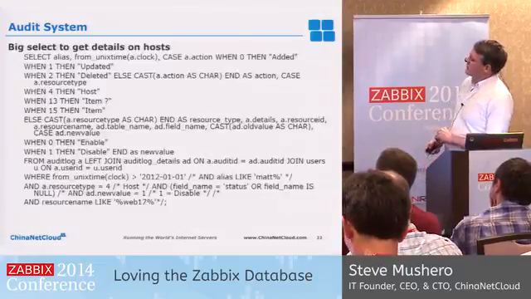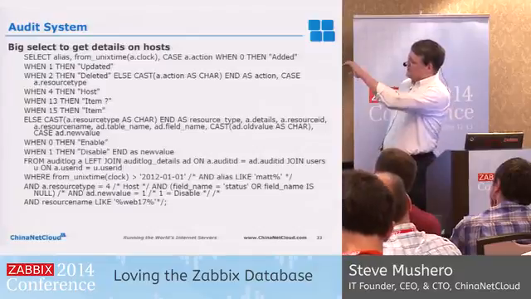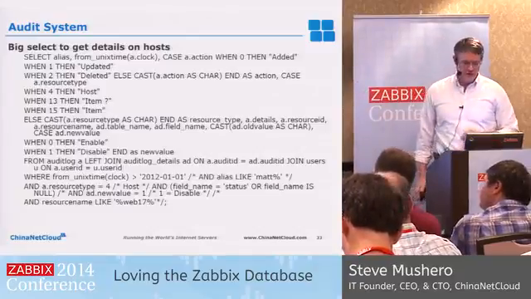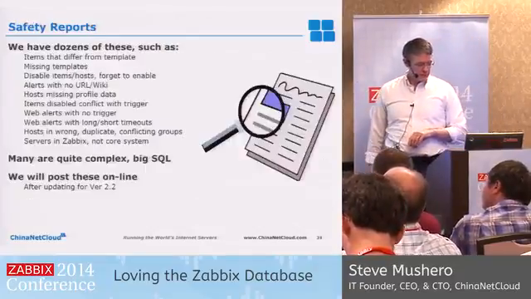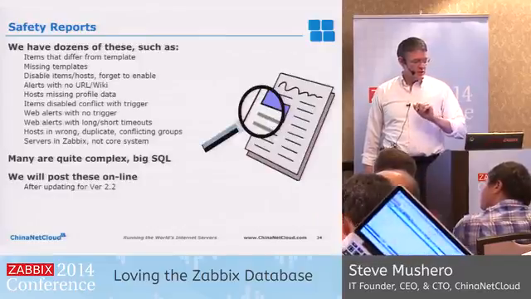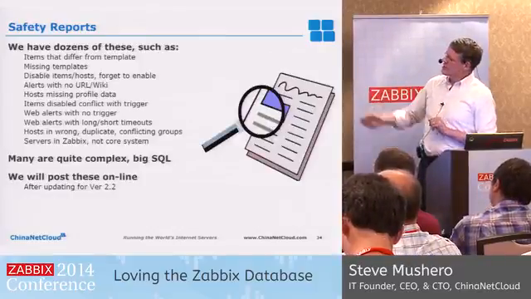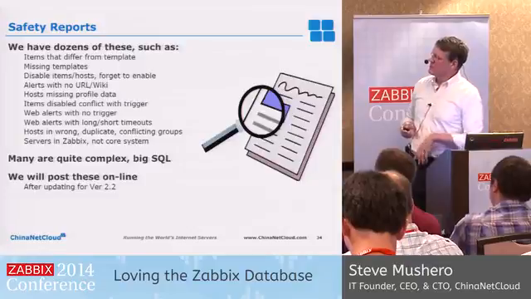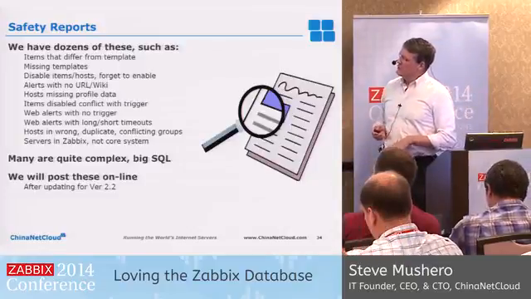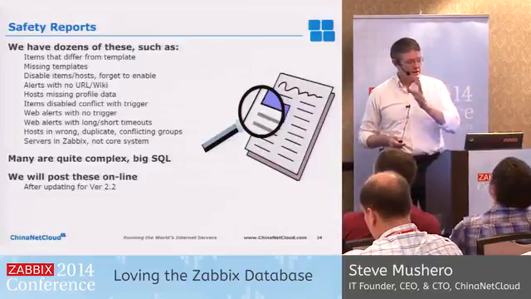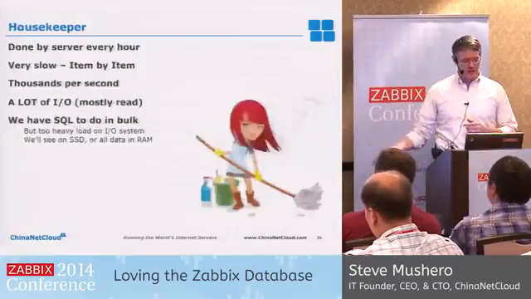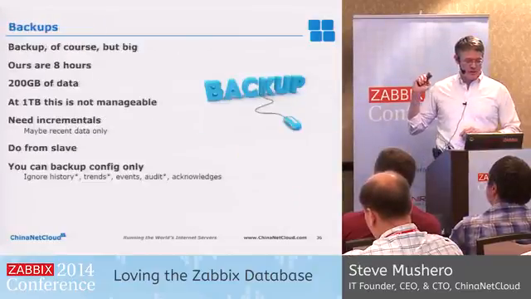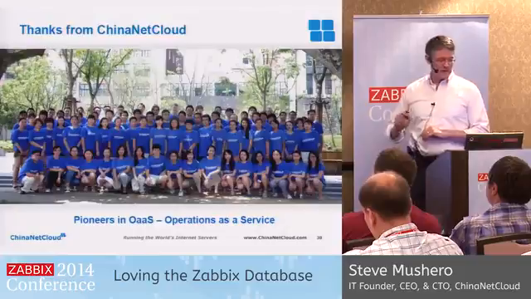What does this do? Oh, this is when some hosts were added and some more stuff. And you see it's a little bit complicated to try to figure out some stuff. And so, as I mentioned yesterday, we have lots of reports that track lots of stuff. We have these updated for 2.2, things that are disabled, lots of different stuff that's missing URLs, all that. So this all comes out of the database. That's why we have a lot of experience. Housekeeper we talked about, backups we talked about yesterday, and that's it.